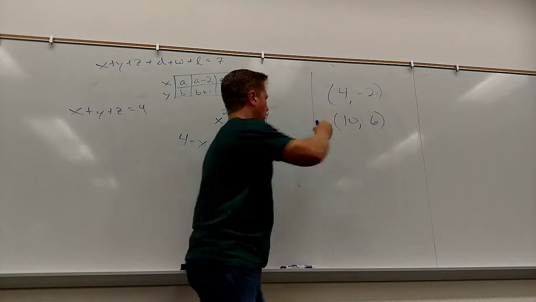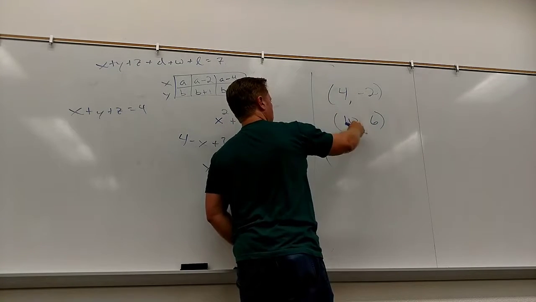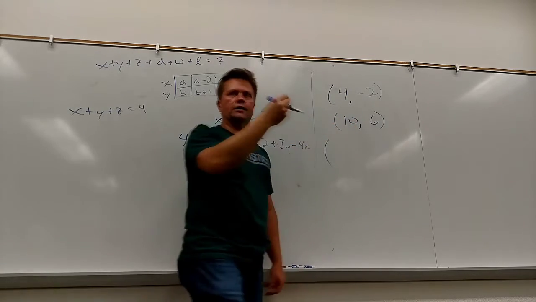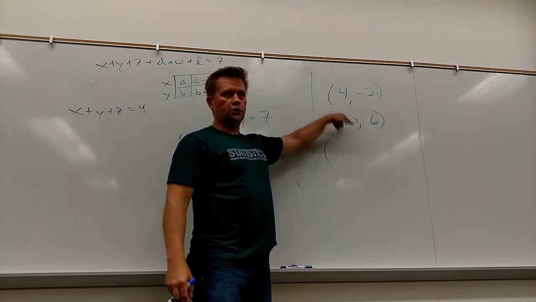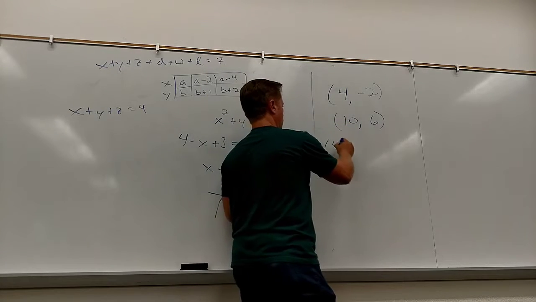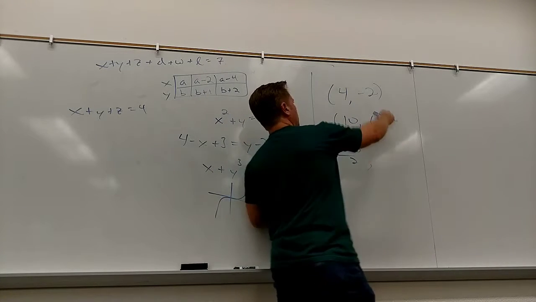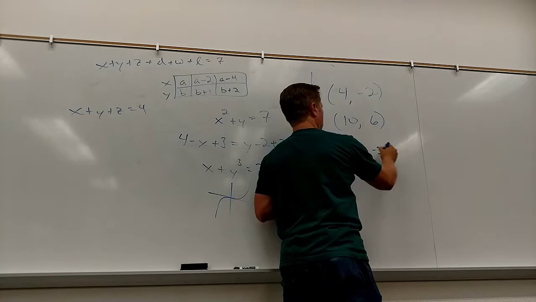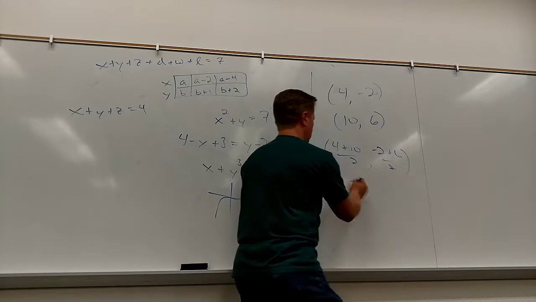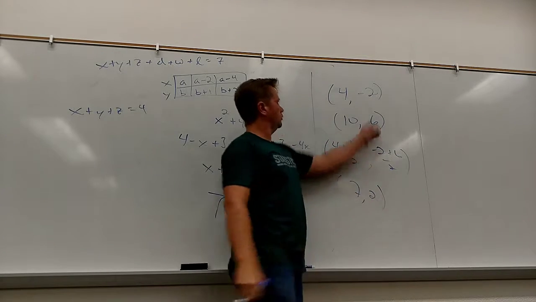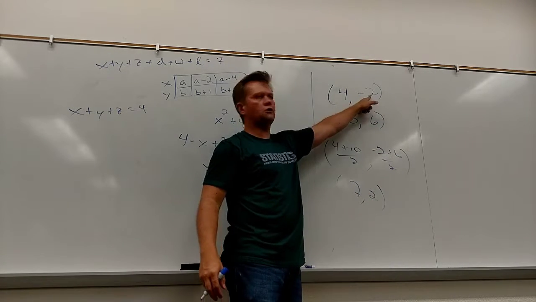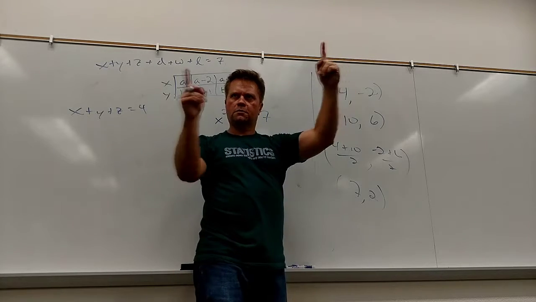All right, how would we do that? Well, how would I average the x's? Yeah, some of you guys can just see 7 is right in the middle, or you add them up, divide by 2, and you get 7. 4 plus 10 divided by 2. Same thing here. Negative 2 plus 6 divided by 2. So I get (7, 2). See how 2 is 4 away from this and 4 away from this. So it's the midpoint.